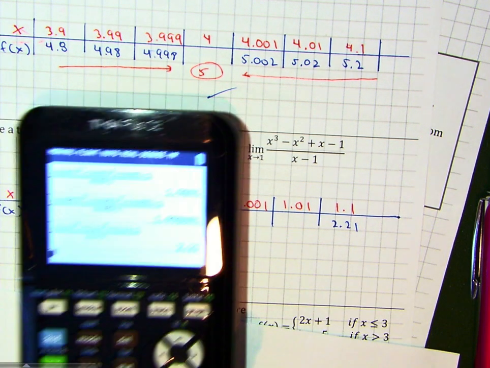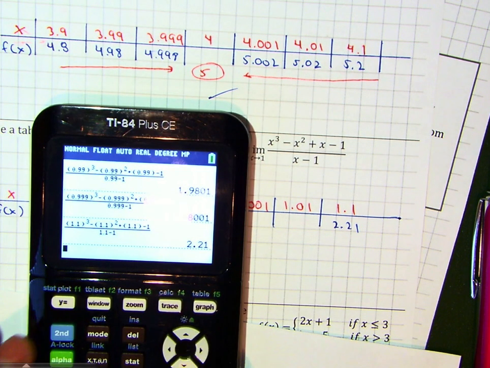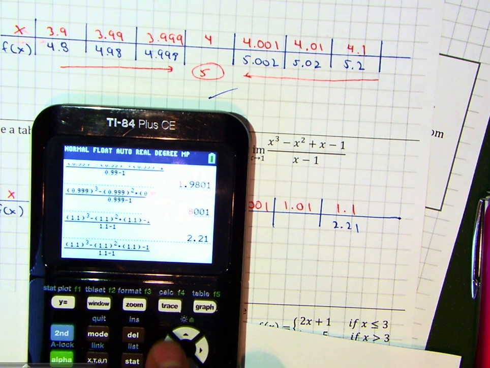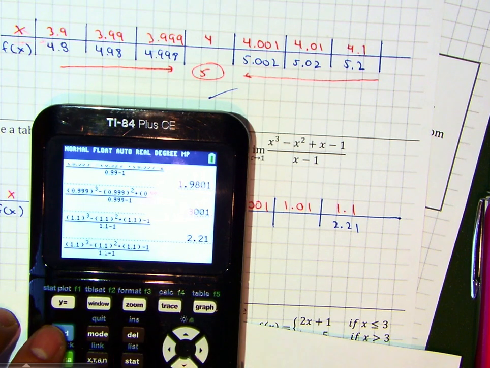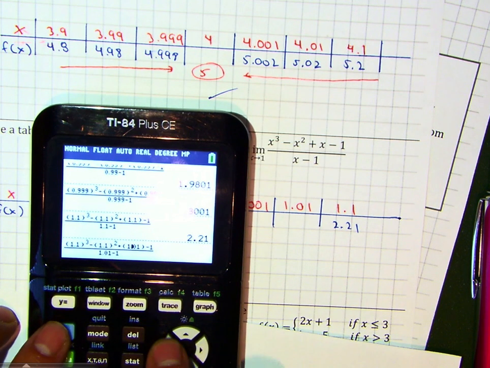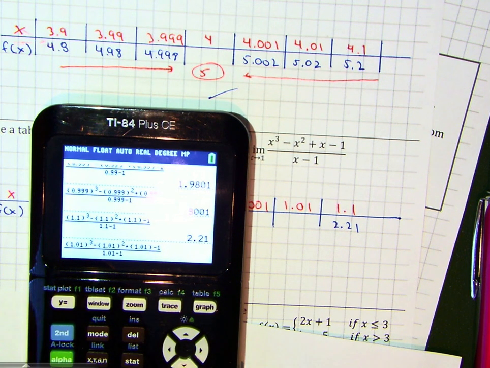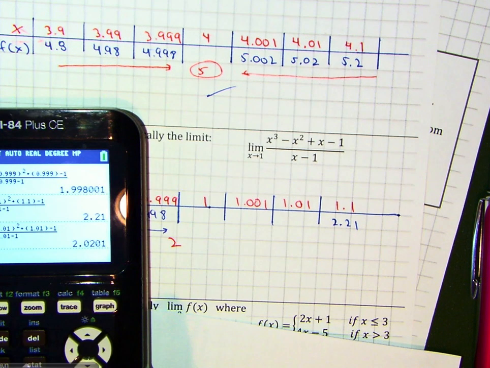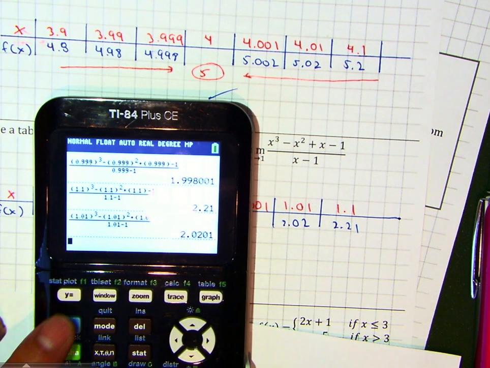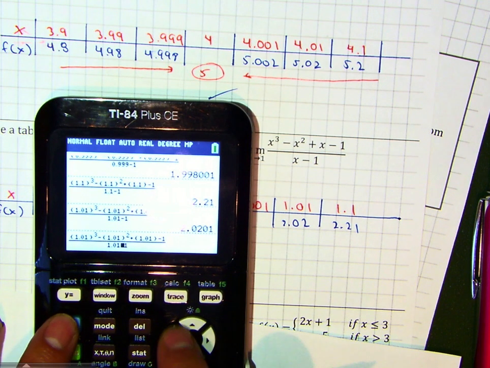Let me type in 0.1. So let me insert a 0 in there. Make sure I do it in the right location. Looks good. So therefore, that gives me 2.02. And once again, I'm going to type in one more. And as you guys can see, it is getting closer and closer to 2 as well.